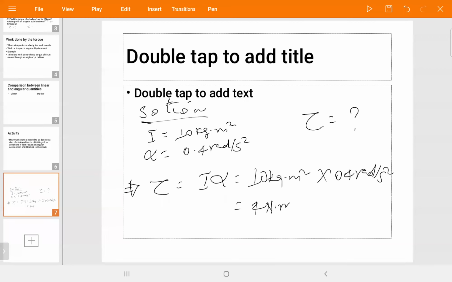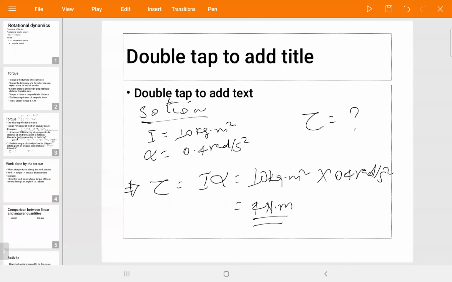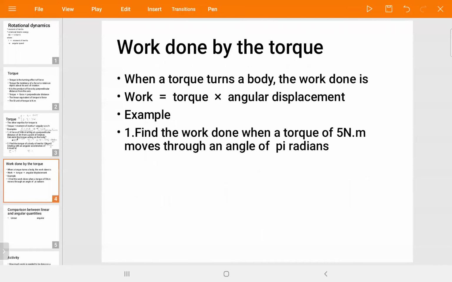Newton times meter. Here we will not use joule because it's not an energy. It is the turning effect of force. So it's better to use N times m instead of joule. So the unit of torque is not joule, but it is Newton times meter.